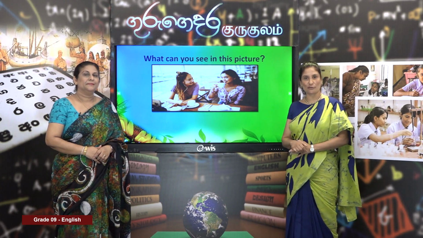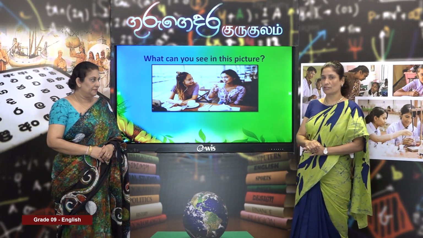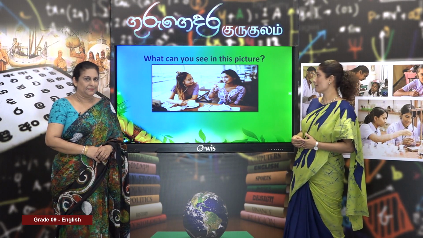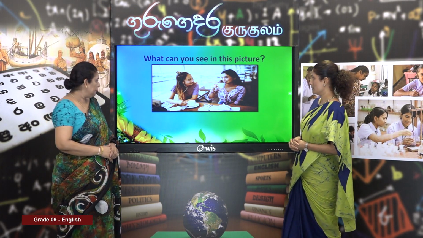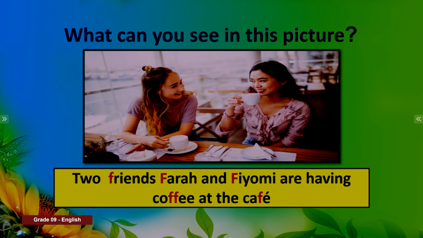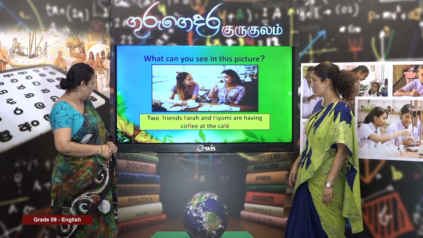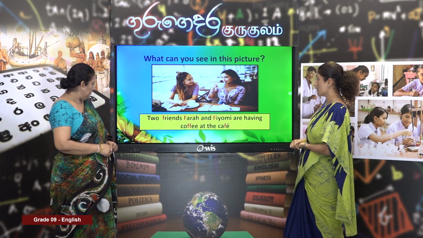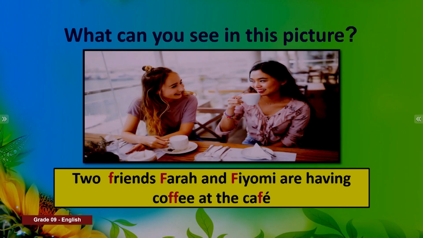Yes, children, you were listening to our conversation. We were talking about friends having coffee at the cafe. Here in this picture also you can see the same thing. Friends having coffee in a cafe. Right. We'll read the caption written there. Two friends, Farah and Fiomi, are having coffee at the cafe. Who are they? Farah and Fiomi. Friends having coffee at the cafe.